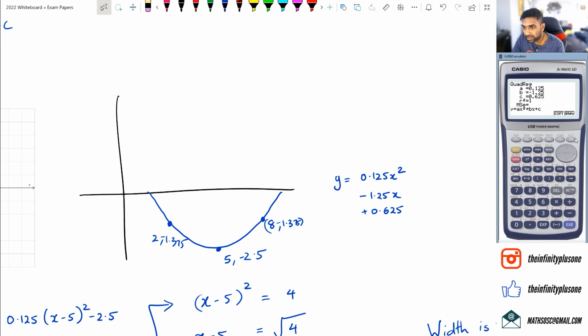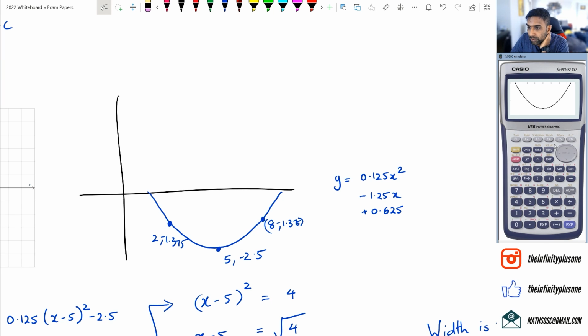Once I get the equation, I should be able to just draw it. Let me see if I can copy it. Yes, go Menu, Graph, and Draw. See, this is what happens with it. It's alright, I'll just type it up again: 0.125x squared minus 1.25x minus 0.625. Nope, plus. Okay, so there's my graph.